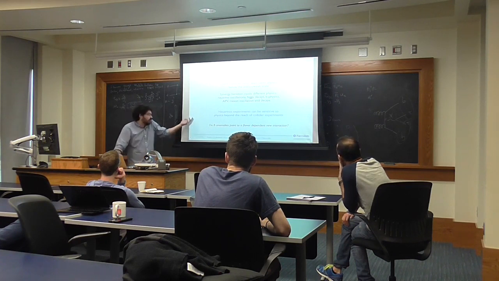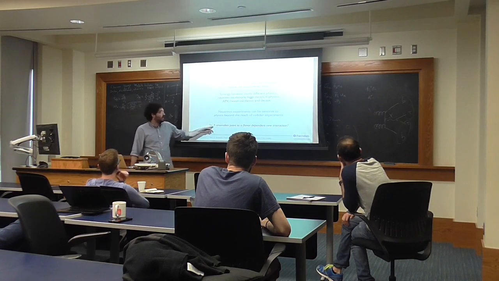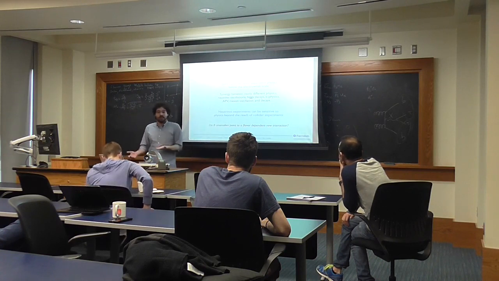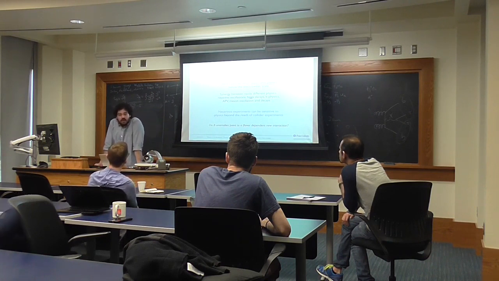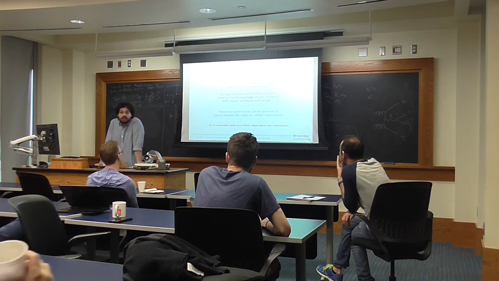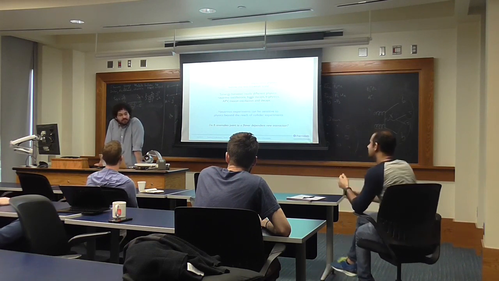And maybe, just as food for thought, maybe the B anomalies are pointing to some flavor-dependent new interactions, right? There seem to be anomalies in B decaying to muons, D decaying to taus, and so on. So let's see what happens. Thank you.